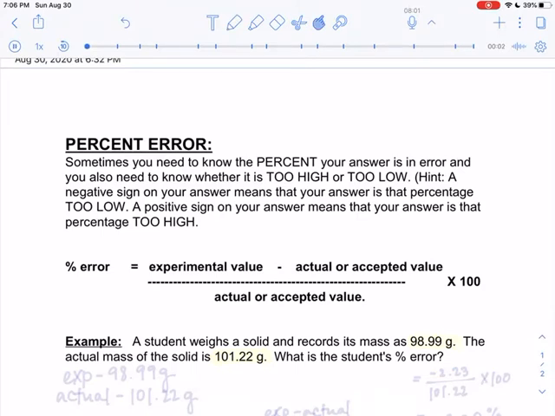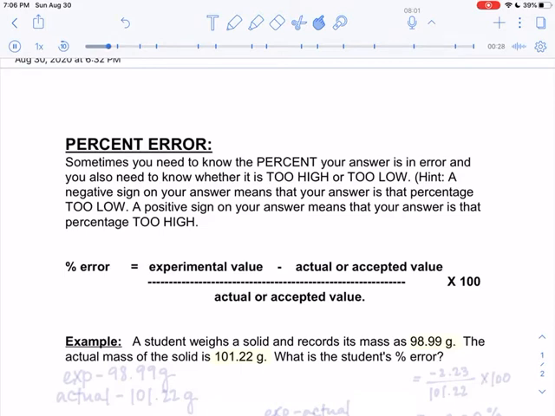We'll be looking at percent error. Our formula for calculating percent error is experimental value minus actual or accepted value, divided by actual or accepted value, times 100. And in our explanation at the top, it tells us what it means if we are given a positive or a negative percentage, as far as how far off from the number you are.